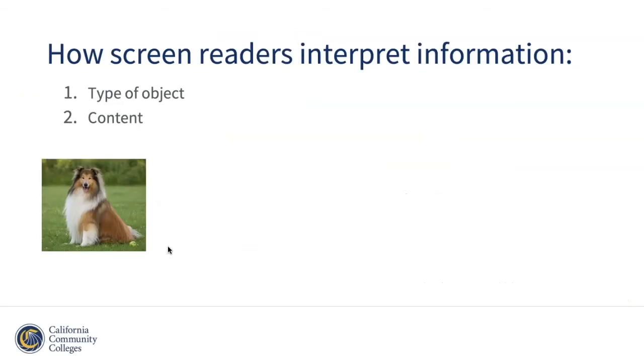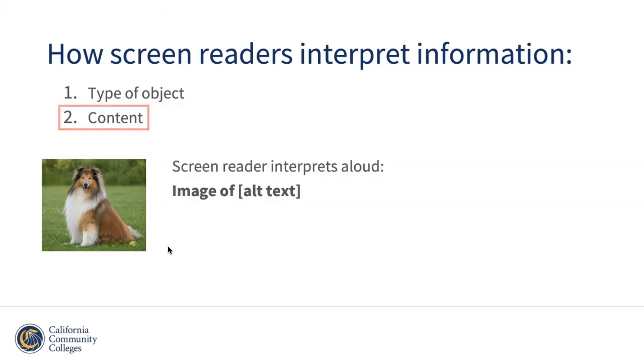Let's revisit how screen readers interpret information, specifically for images. Here's a picture of my dog, Lassie. Remember that screen readers will first interpret the type of object aloud and then the content. The screen reader would interpret aloud "image of," then read your alt text.